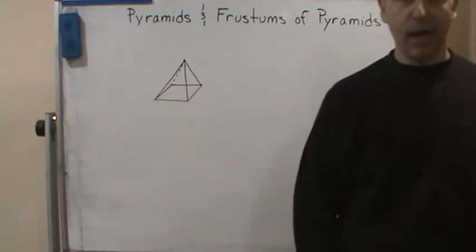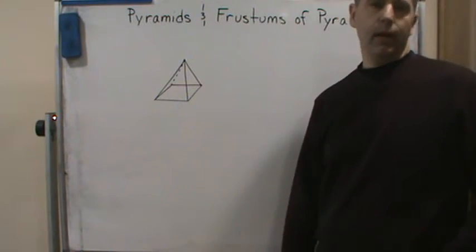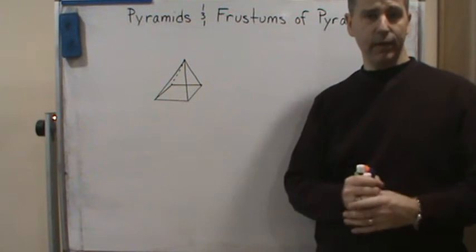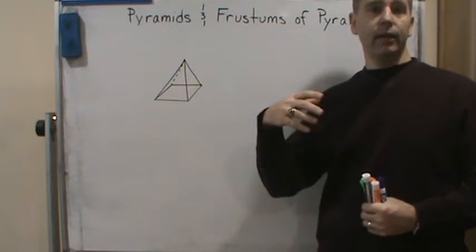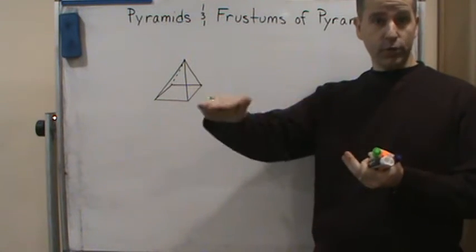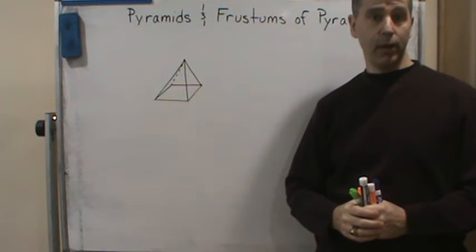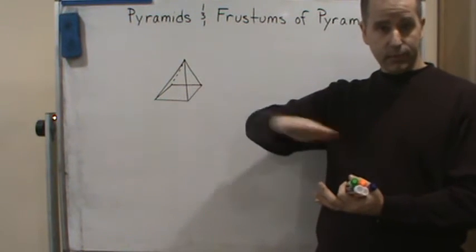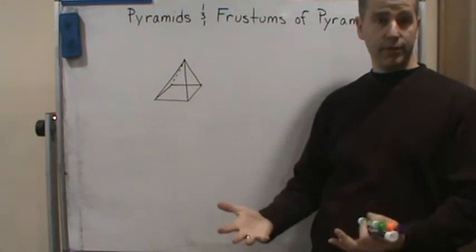Okay, welcome back. Now, let's talk about frustums. What is a frustum? A frustum is basically a pyramid where you just cut off the tip or some portion of the top part of the pyramid. And what's left over, once you take off the top part that you cut off, is the frustum.